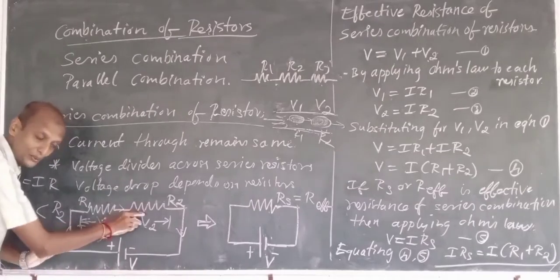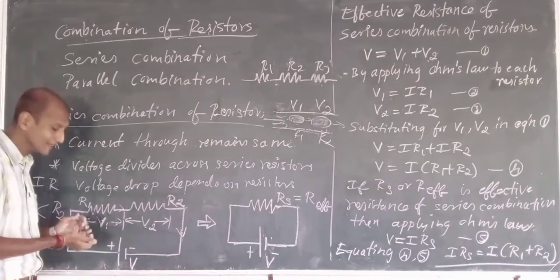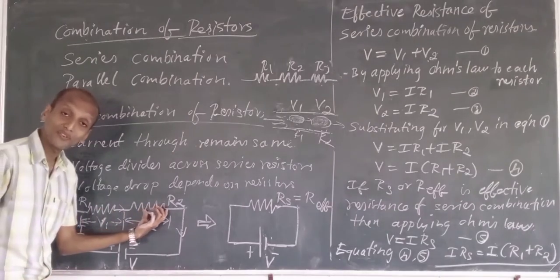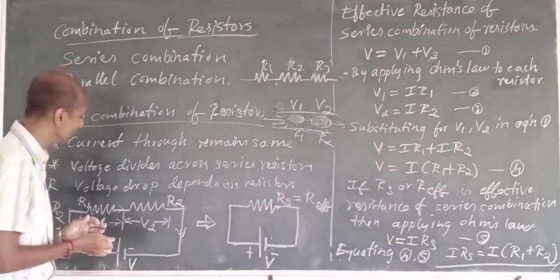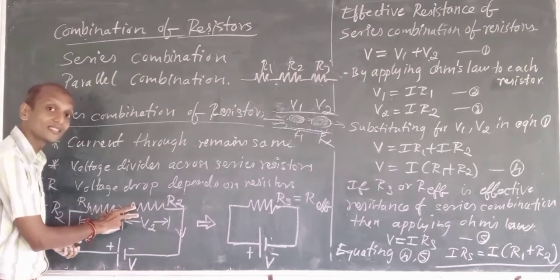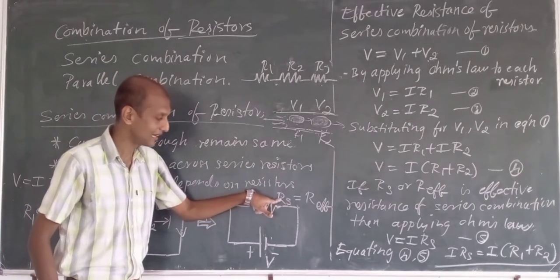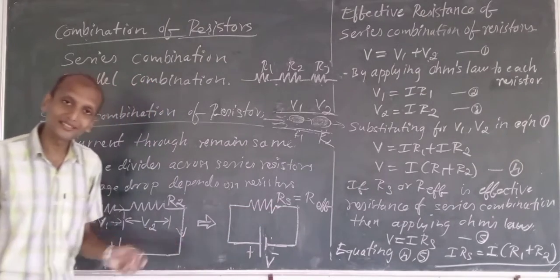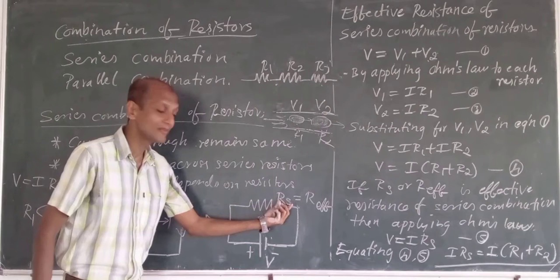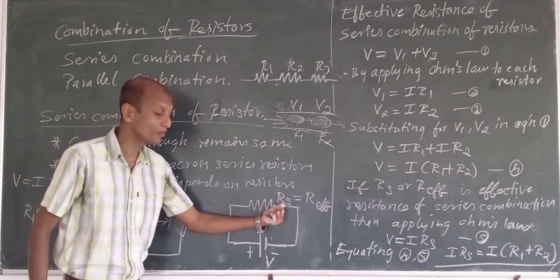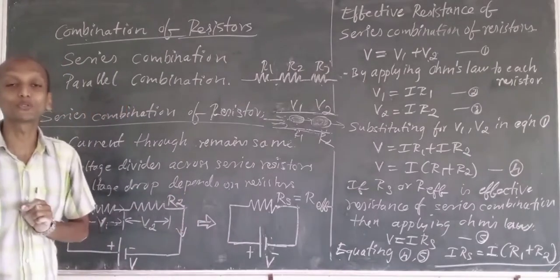So now, how can I write this total circuit in a simplified form? I can consider resistance R1 and resistance R2 as a single resistance, which is called the effective resistance or total resistance. Both the resistances are connected in series, so I call that RS, the resistance connected in series. Total resistance, when resistances are connected in series, I can name as RS, the series combination of resistances. Otherwise, I can call it R effective, R_eff.